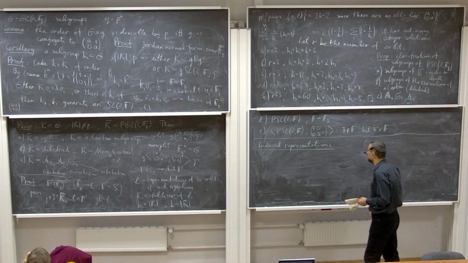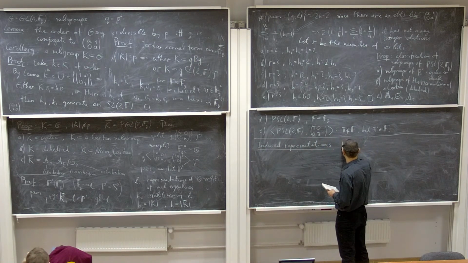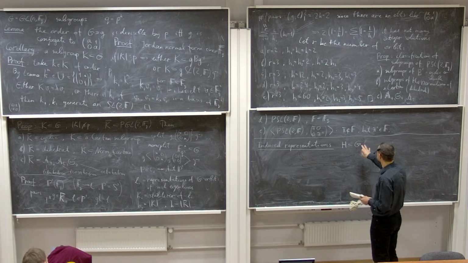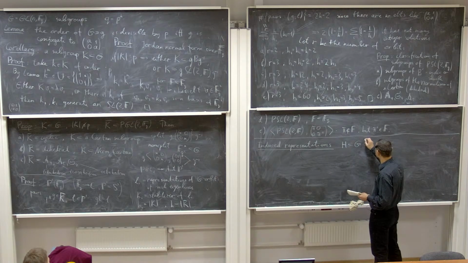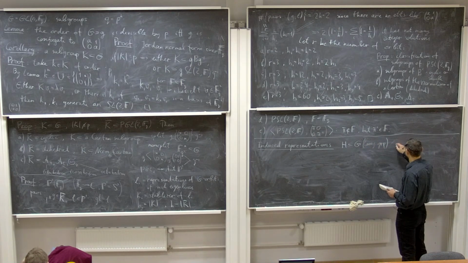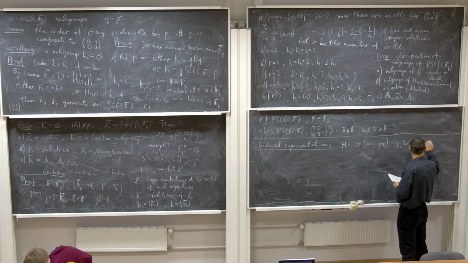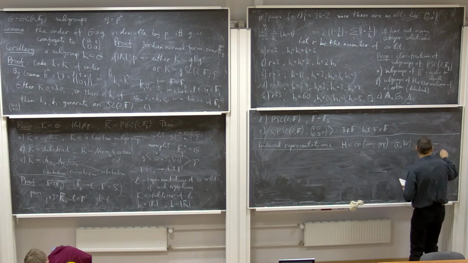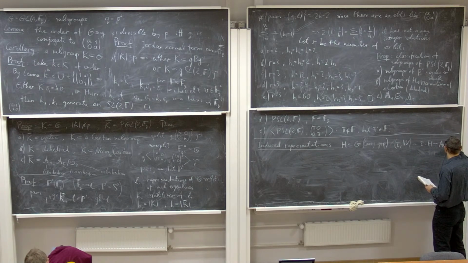Okay, and so we have a subgroup H in a group G, and now G is some abstract group, not necessarily GL2. And we have a representation tau on W. So it's a homomorphism from H to automorphisms of W.